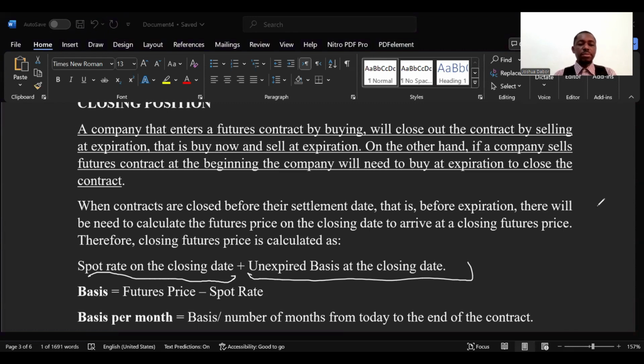Okay, so what is basis? You have your spot rate to be the rate for immediate settlement. But on the futures market today, let's assume today is April 1, and the spot rate is, let me say, 1.2000. It's always in 4 decimal places.